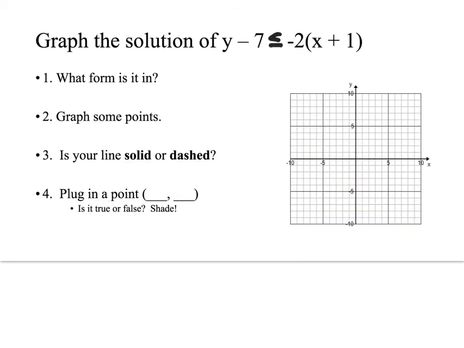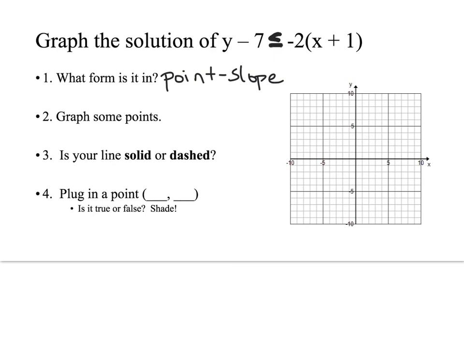Okay, let's try one more. Go ahead and pause the video and try it on your own and then check back to see how you did, or just feel free to watch another example if you feel the need. What form is this equation in? Actually, it's an inequality, sorry. It is in point-slope form. Hopefully you recognize that from all of our graphing practice.